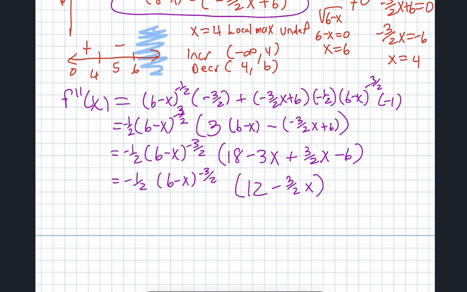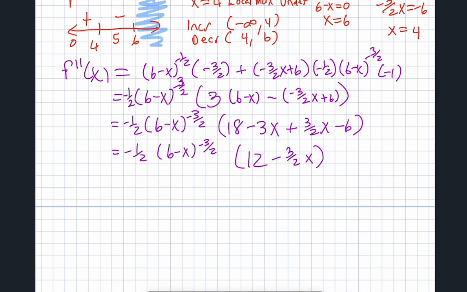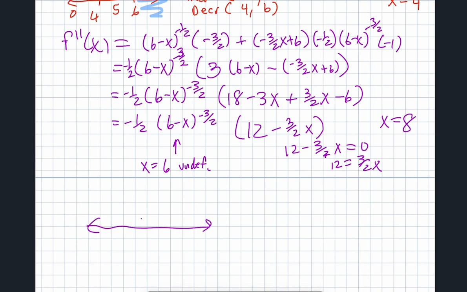Our second derivative is undefined at 6. So 6 messes it up. And then 12 minus 3 halves x equals 0. So 12 equals 3 halves x, so x equals 8. Please check my math that I'm right. That's 24 divided by 3. Yeah, 8. Okay, so now we're going to make a second derivative chart.